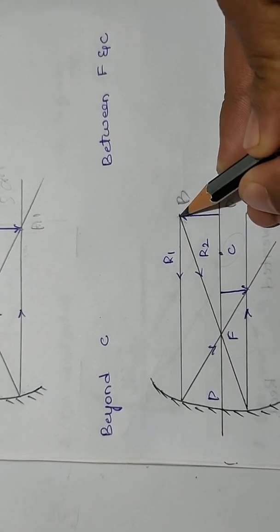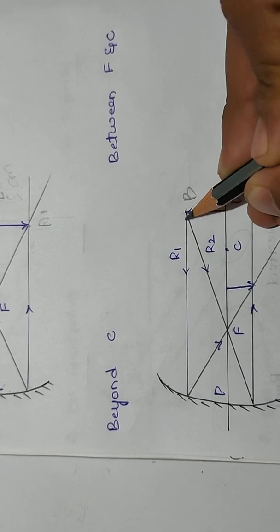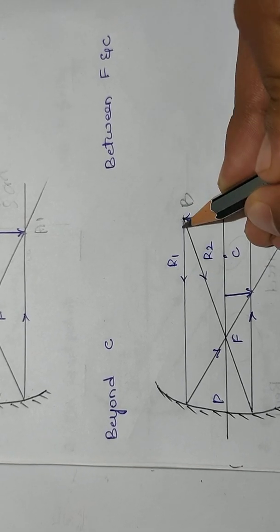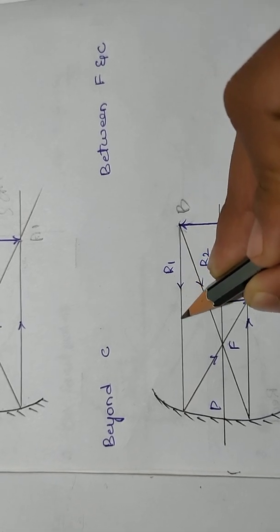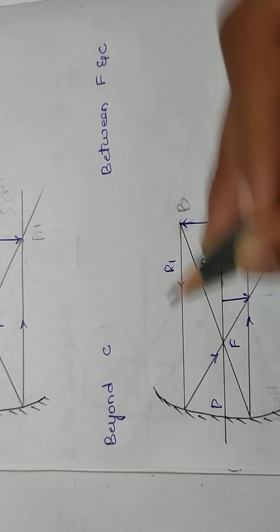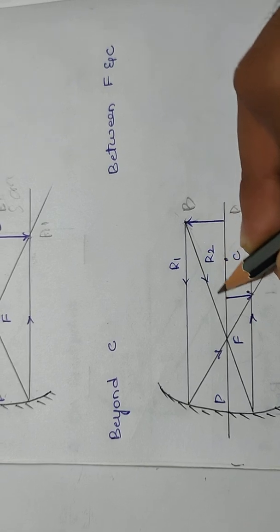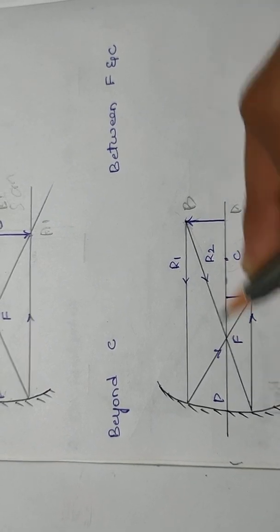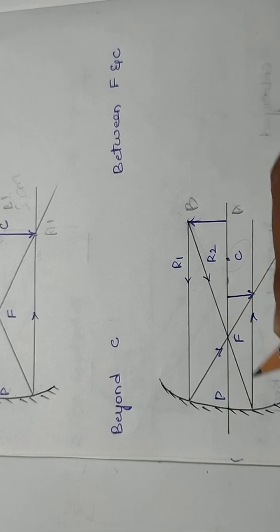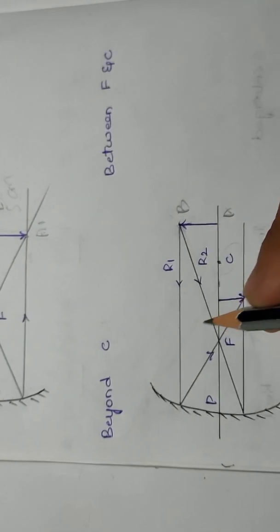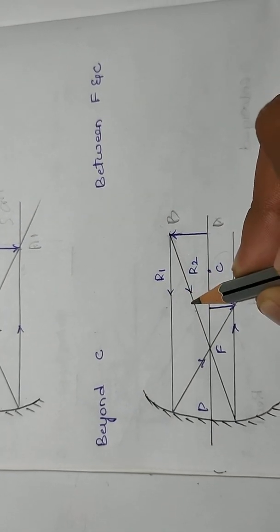Similarly, two rays are emerging from this object. One ray is parallel to the principal axis. This is my principal axis. So it is going parallel, and this is the incident ray. And one more ray is directed inwards, directly passing through the focal point. So these are the two incident rays.